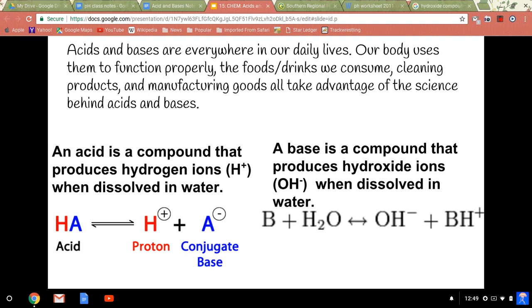A base, on the other hand, is a compound that produces hydroxide ions. Those hydroxide ions should be familiar to you back when we did polyatomic ions. So OH, and that whole thing has a negative charge. So when you put a base in water, it produces those OH minus ions.